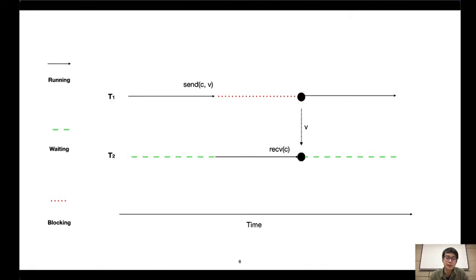And the main observation in this example is that since message passing is synchronous and threads block, the communication patterns can have a direct impact on which threads get executed.